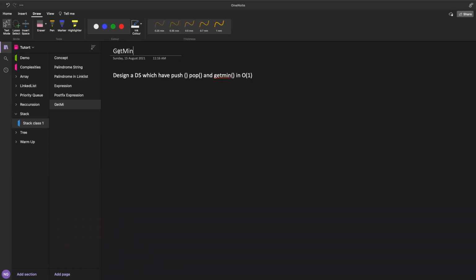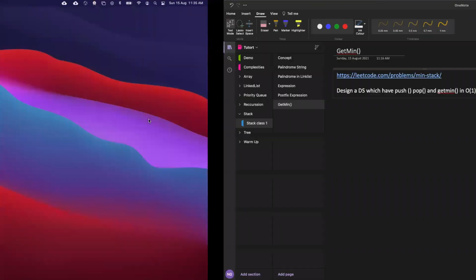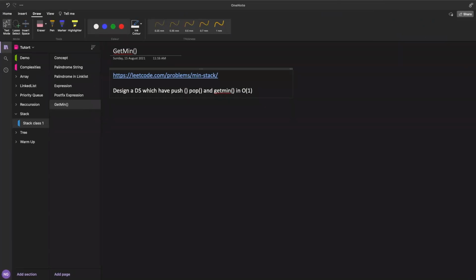I will give the LeetCode link also. Okay, guys, how can we solve this problem? Anyone?